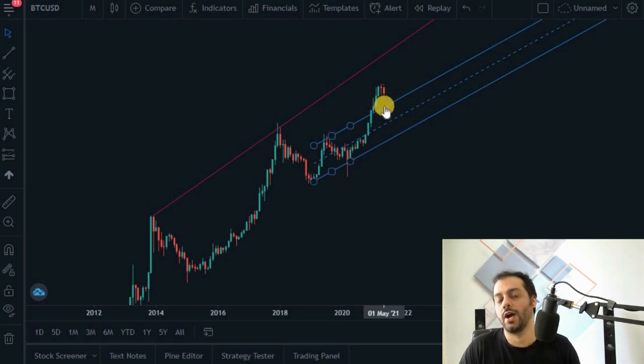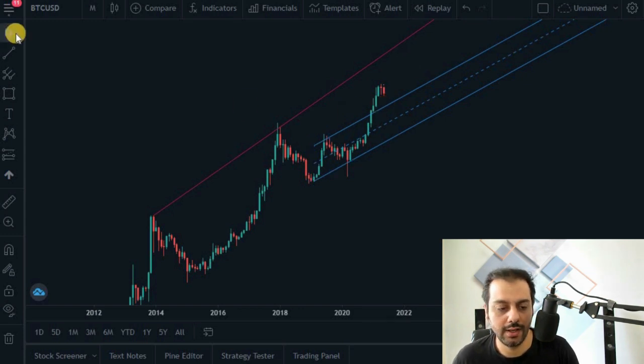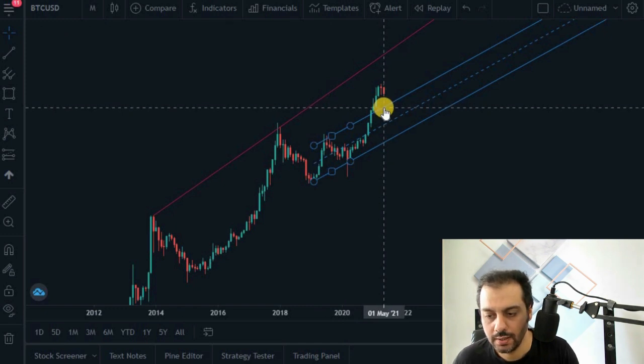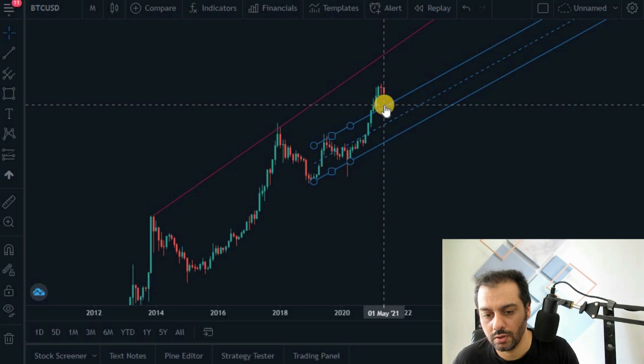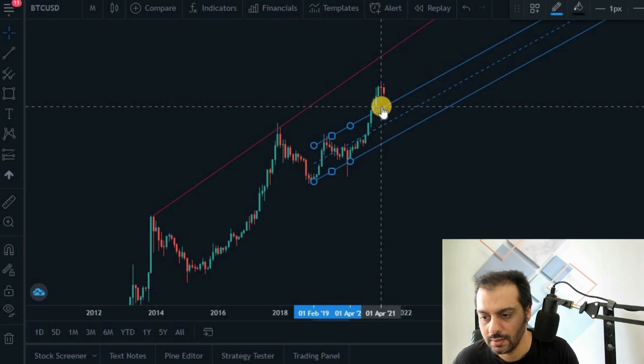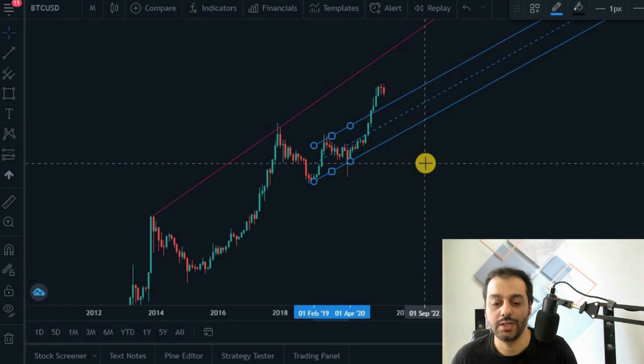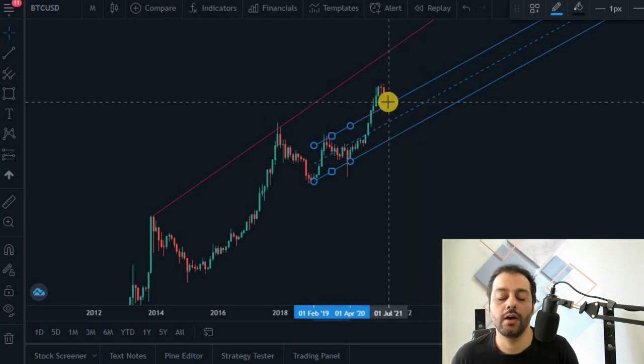So if the price breaks the weekly channel, the next destination for that is the upper part of this channel, and it means that we are going to see something like $32,000 to $33,000, which is possible. I'm not going to say that the price breaks that channel and is going to reach the upper part of this channel. It is possible, but you can't say definitely.